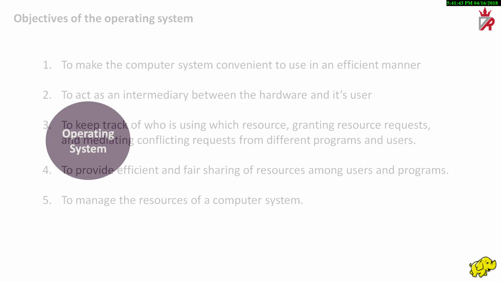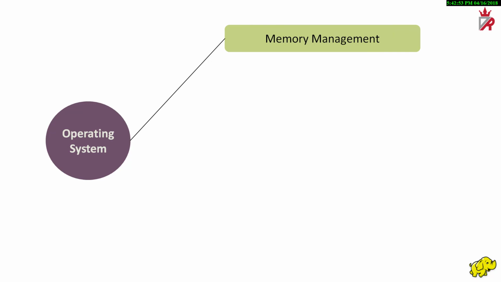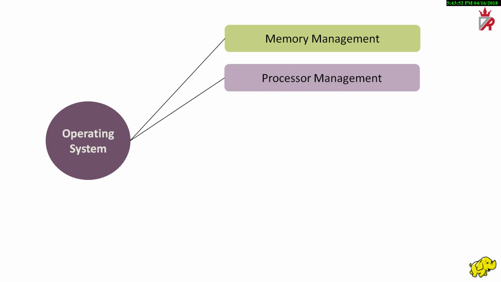Now, what do we mean by managing resources of a computer system? For example, memory management. Operating system keeps track of the primary memory. That is, what part of it is in use and by whom, what part is not in use, etc., and allocates the memory when a process or program requests it. Processor management. Operating system allocates the processors to a process and deallocates the processor when it is no longer required.